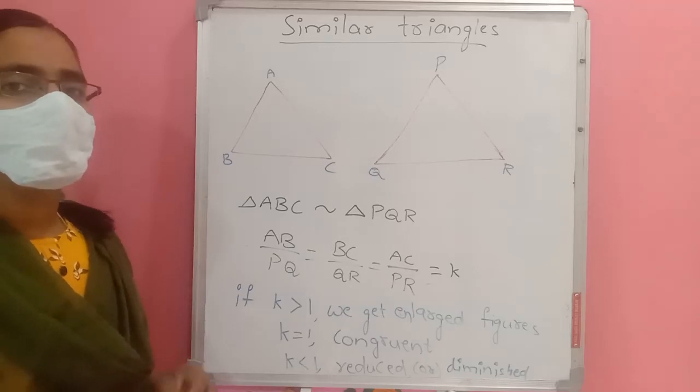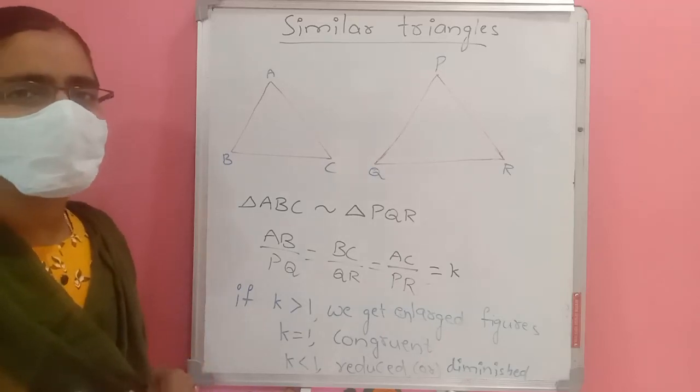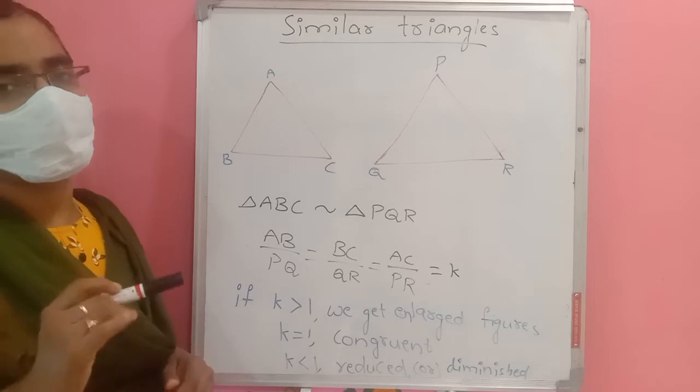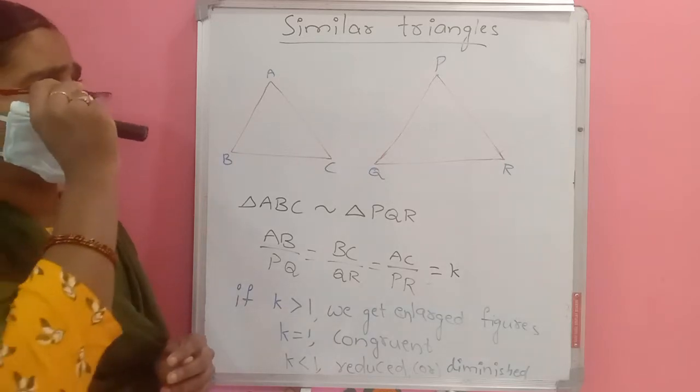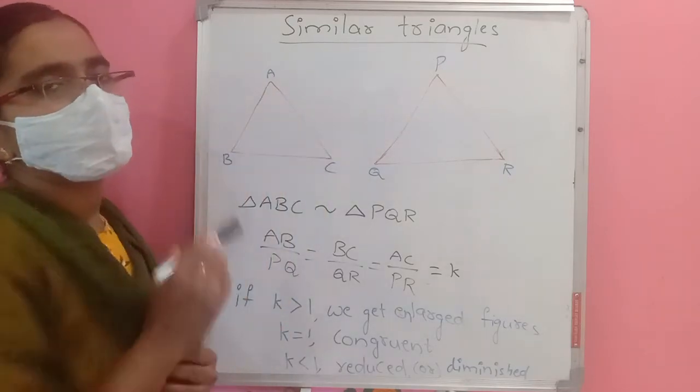Hi everyone. So now we are in triangles. We already started triangles, their basic properties, and their congruency, which we already completed. Now we are going to similar triangles.